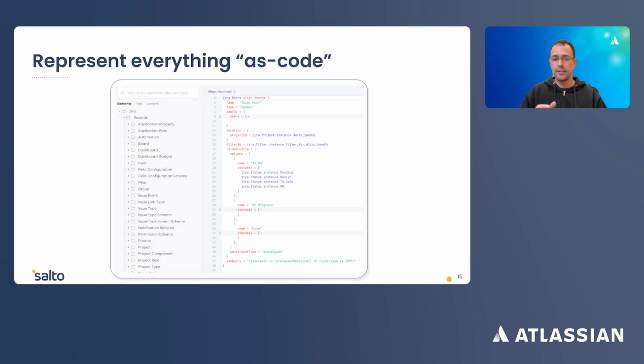The first thing is that in Salto, we represent everything as code. We call our language NaCl. It's a dialect of HCL. In this case, you can see the representation of a Jira board. You can see its different parts, different columns, the different statuses, and the subquery for the board, etc.